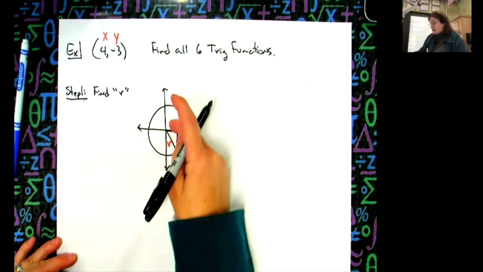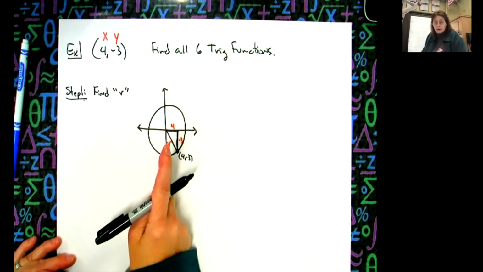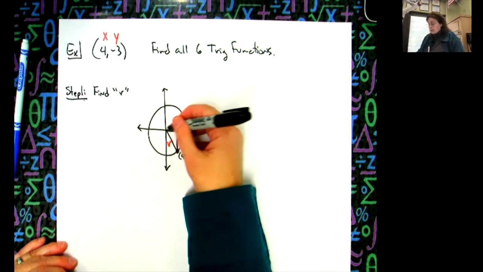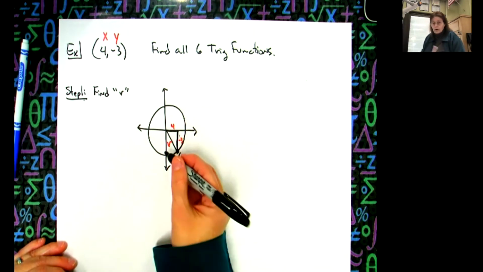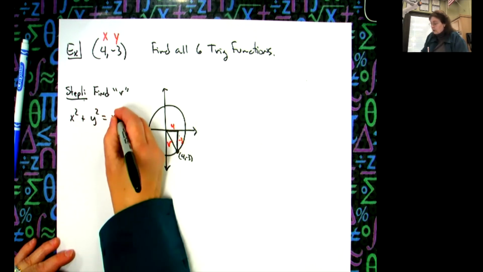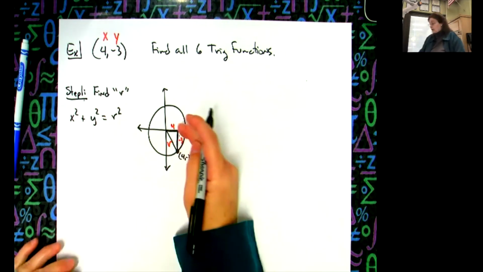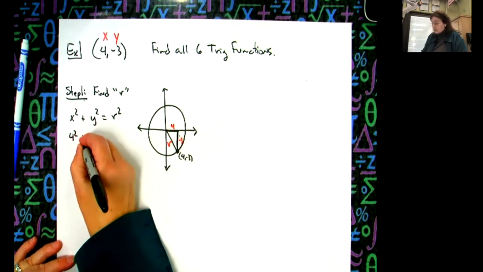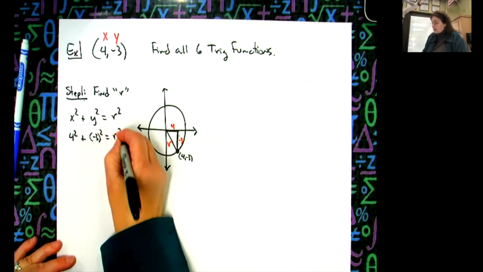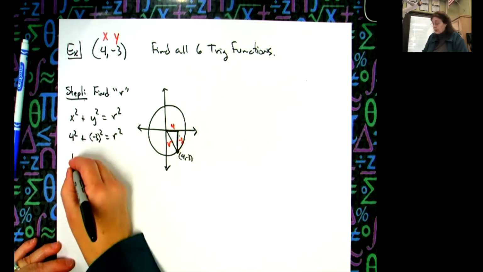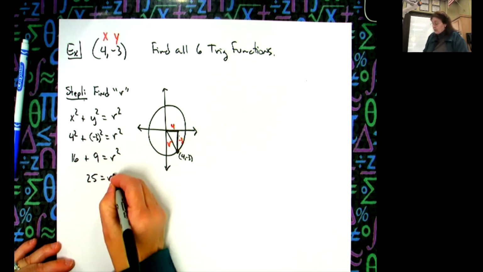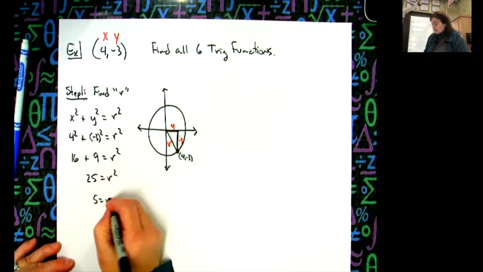Instead of a squared plus b squared equals c squared, which is our Pythagorean theorem, this is my x, so x squared plus y squared equals r squared. Same concept. It's still our traditional Pythagorean theorem. I'm going to take my x value, which was 4, and my y value, which was -3, and work this out and find r. So we get 16 plus 9, and that's 25. That means my radius is going to be 5.